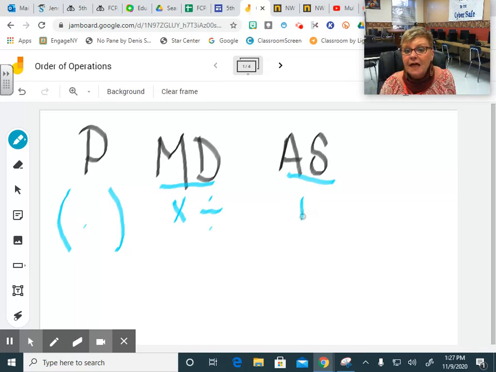And then last you do add and subtract. And just like multiply and divide, add and subtract are like equals too. So whichever one you come to first goes first. But all the parentheses first, then all the multiplication and division, then all the addition and subtraction. So let's look at some examples.